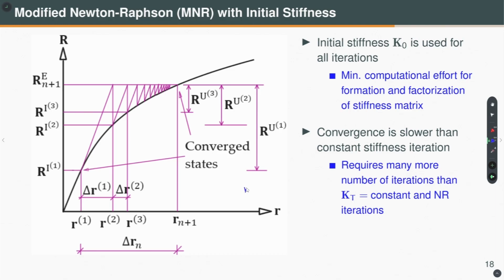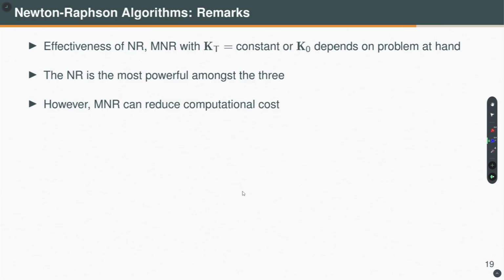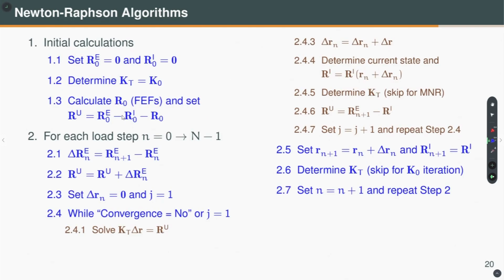Factorize means when you want to solve this problem, KT into delta R n is equal to your incremental external force plus R u n. Okay. Then when you solve this, you have to factorize KT. So, that is also computationally expensive. Okay. So, that can be avoided with this. So, effectiveness of Newton-Raphson or modified Newton-Raphson with Kt or K0 depends on the problem at hand. Okay. The Newton-Raphson is the most powerful amongst the three. However, modified Newton-Raphson can reduce the computational cost.